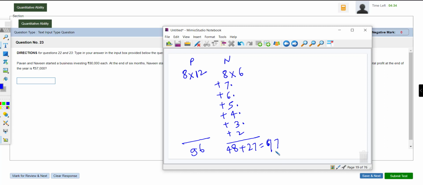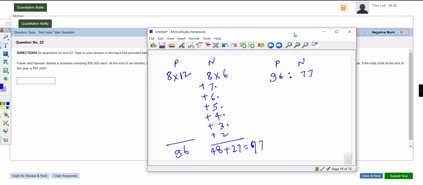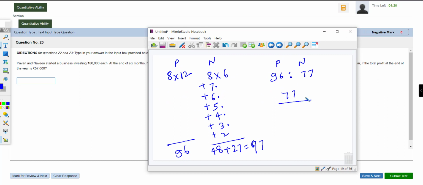Okay, the profit between P and N is distributed in which ratio? 96 is to 77, so we cannot simplify this. We want to find the share of Navin. Navin will get 77 out of... one second, this addition is not 77. Sorry, this addition is 75. So 75 plus 96 is 171, into 57,000. This is our answer.